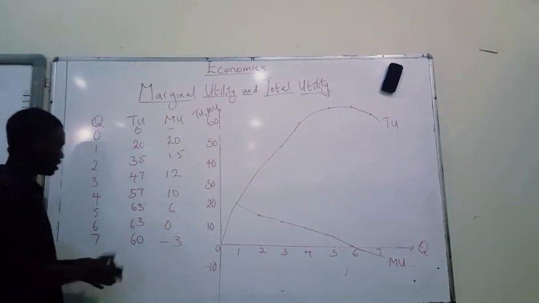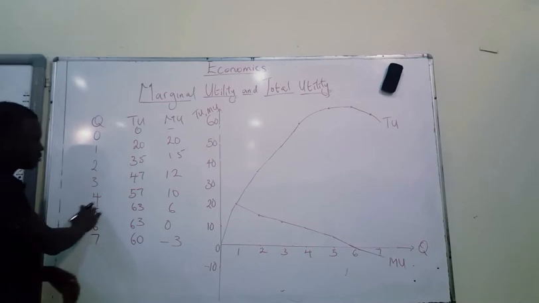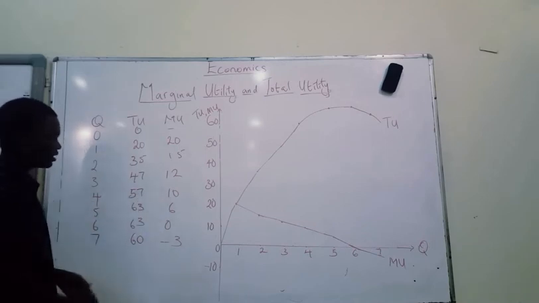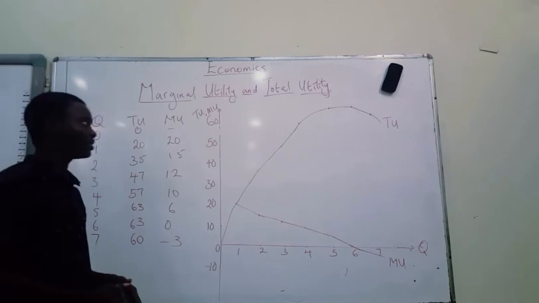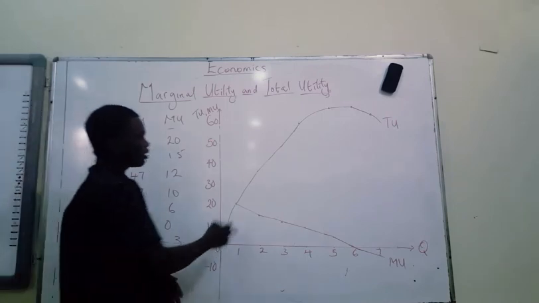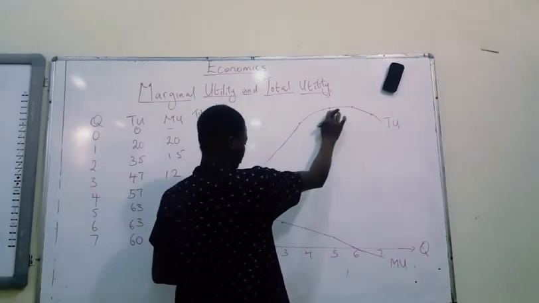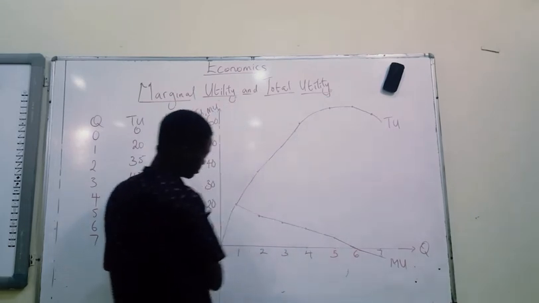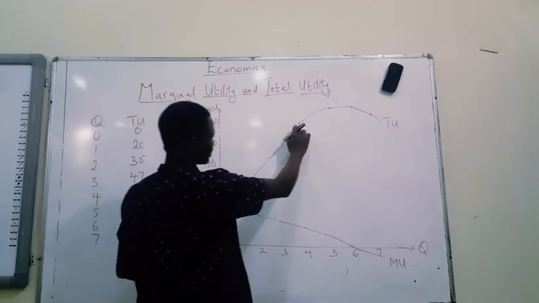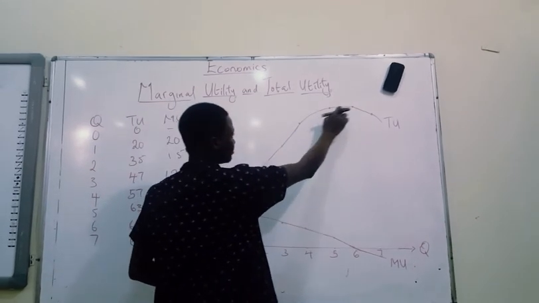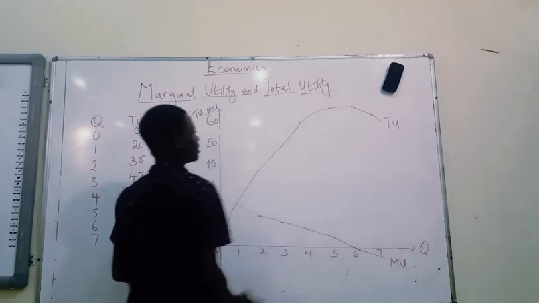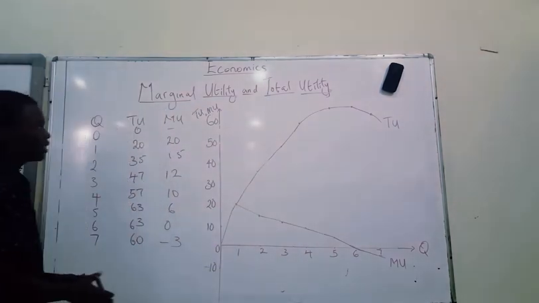So we look at quantity 4. The marginal utility there was 10, then the next 6, which is a minus 4, then the next 0, that is a minus 6, then the next minus 3, where it has eventually entered the negative side. So we are just talking about all of these parts, from quantity 4, 5, 6, before it starts to slope downwards again.